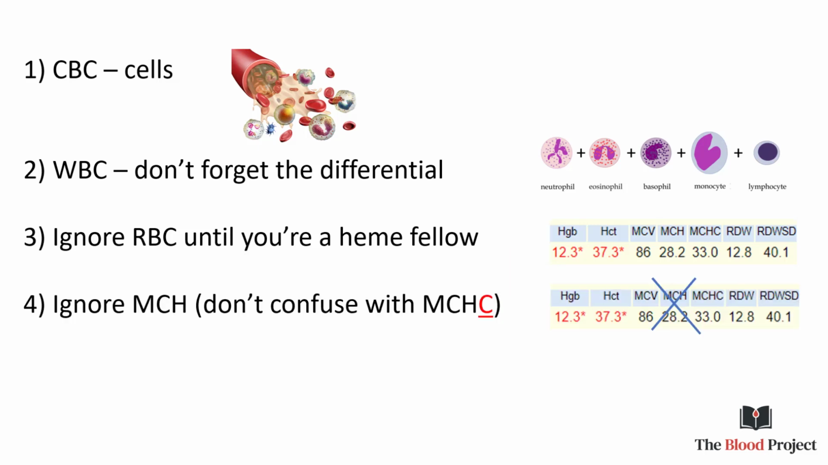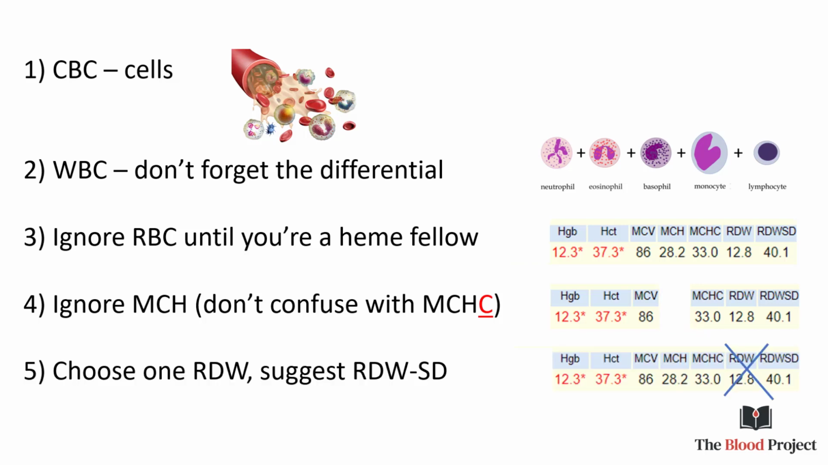Fourth, forget the MCH and focus on the MCHC. And finally, if you're offered two RDW results, choose one and stick with it. I like the RDW-SD, but you may prefer the RDW-CV. That's okay. Either is acceptable, but to consider both is overkill.